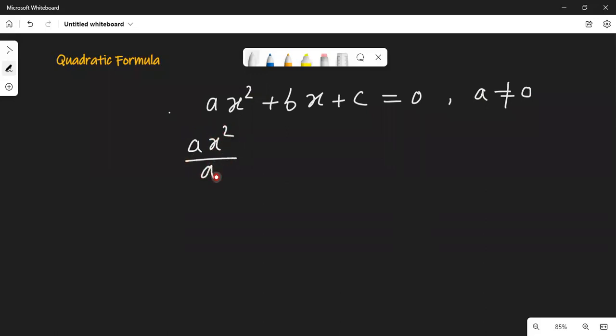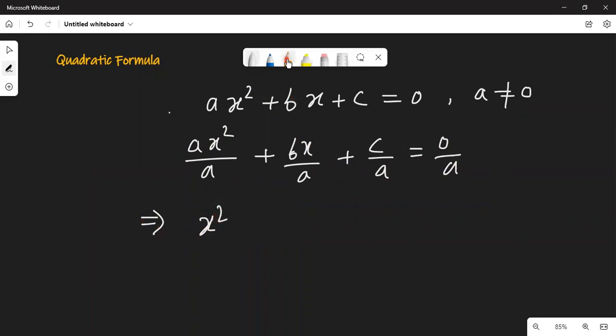Ax squared divided by a plus bx, every term is being divided by a, c by a equal to 0 by a. This equation can be written as x squared, you can easily see this a and a get cancelled, x squared plus b by a times x plus c by a, and 0 by a. 0 divided by any number is always 0. You divide 0 by any number, you're getting 0 only. So our quadratic equation has been written in this form, where the coefficient of the first term is 1.